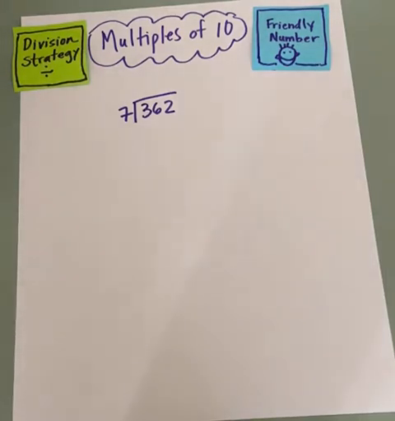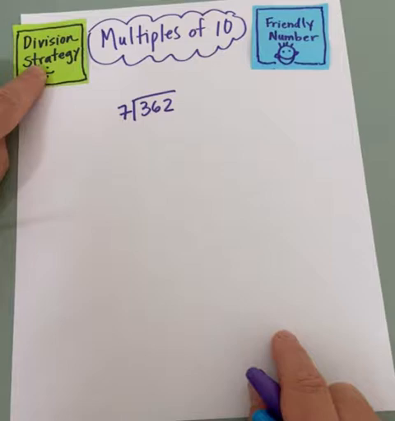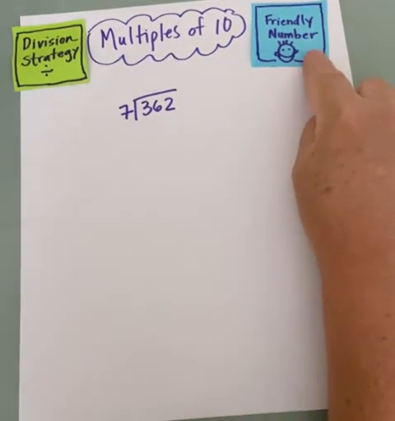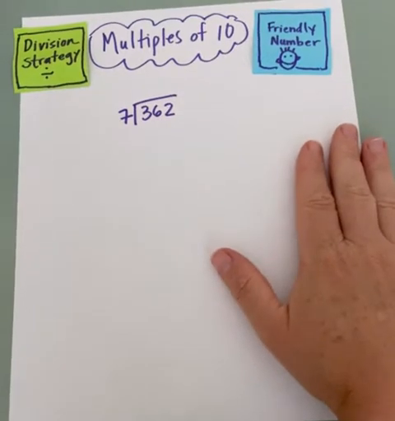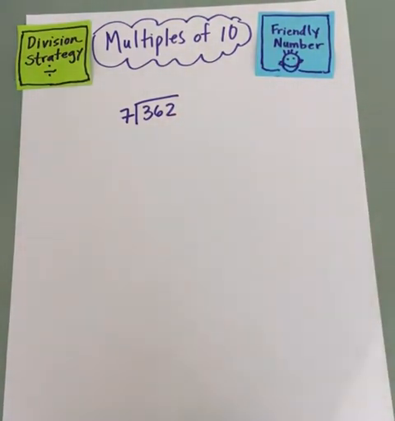We are revisiting the division strategy, multiples of 10. And just to remind you, we use multiples of 10 because 10 is a friendly number. It is easy to multiply other numbers by 10. Today we're going to try using this strategy with a very big number like 362.